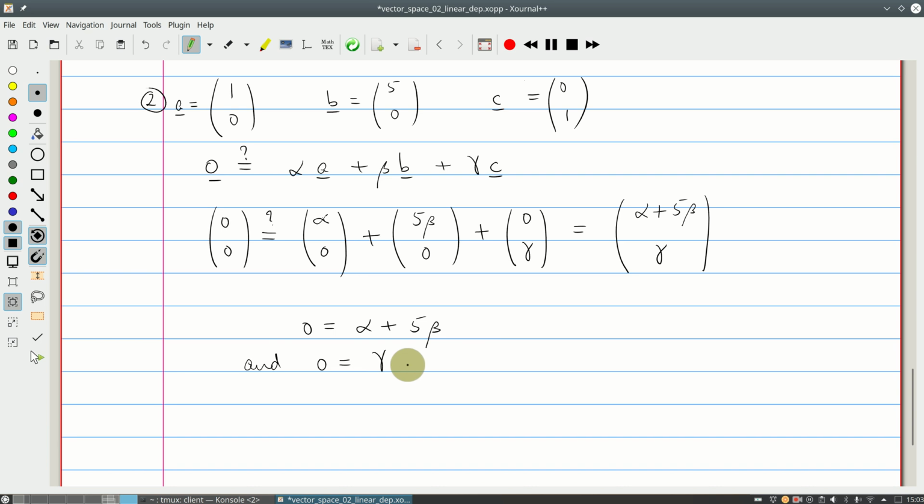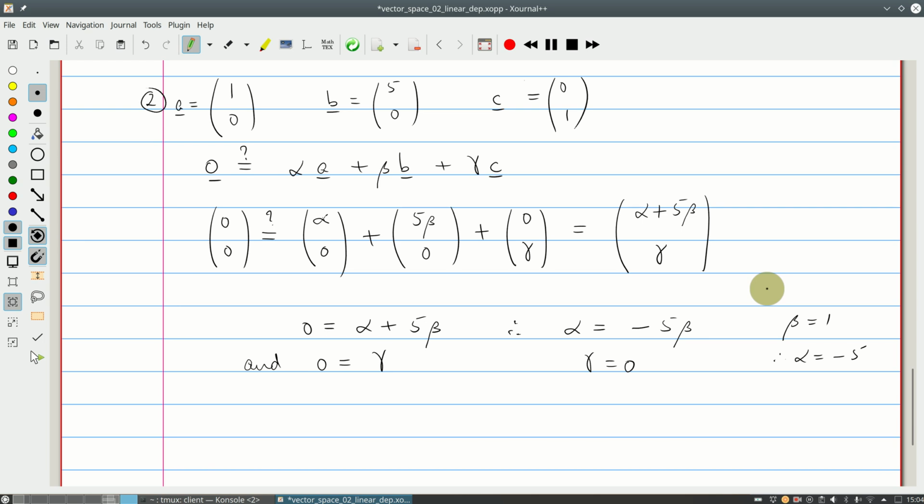All right, so that's one solution there. Therefore, alpha is equal to minus 5 beta, and gamma is equal to 0. So we have no choice on gamma. If we want a linear combination of these three vectors to equal the 0 vector, gamma must be 0. However, the only condition on alpha and beta is that alpha is equal to minus 5 beta. We could choose anything for beta. For example, beta equal to 1, in which case alpha is equal to minus 5, or beta equal to 10, in which case alpha is equal to minus 50.